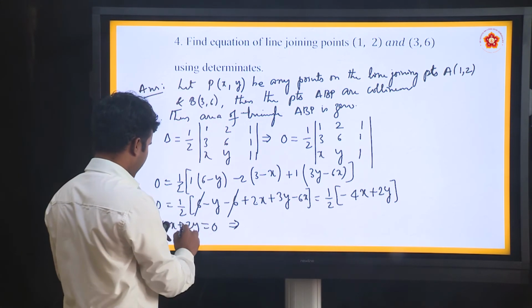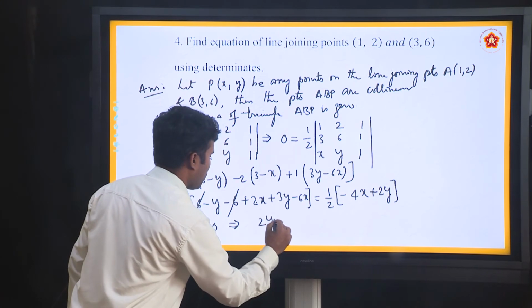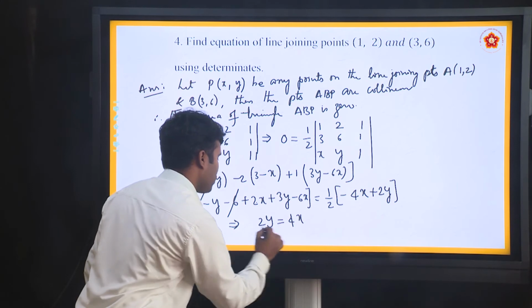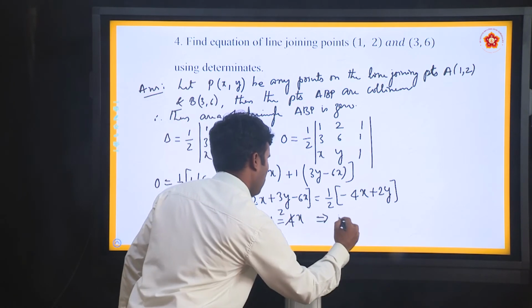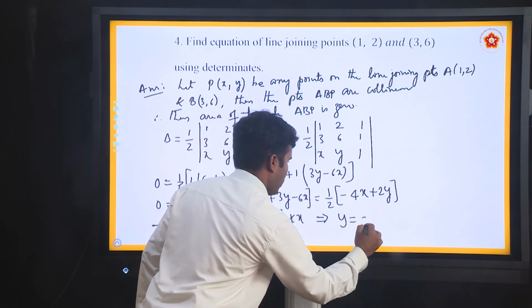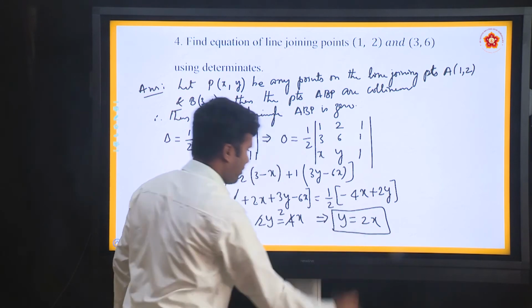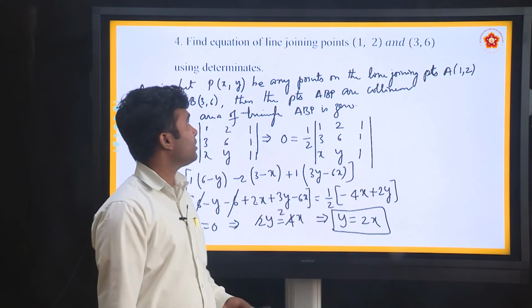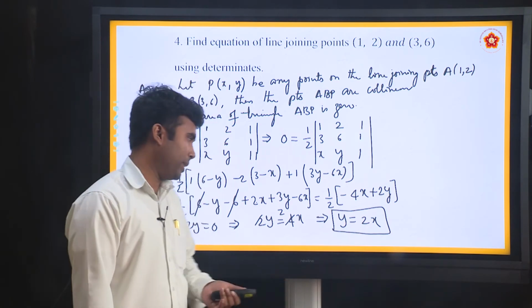So you can take minus 4x to the other side, which is 2y is equal to plus 4x. So 2 ones are 2, 2 twos are 4. So this becomes y is equal to 2x. What is this? This represents the equation of a line, y is equal to 2x. This is how we can also find the equation of a line using determinants.